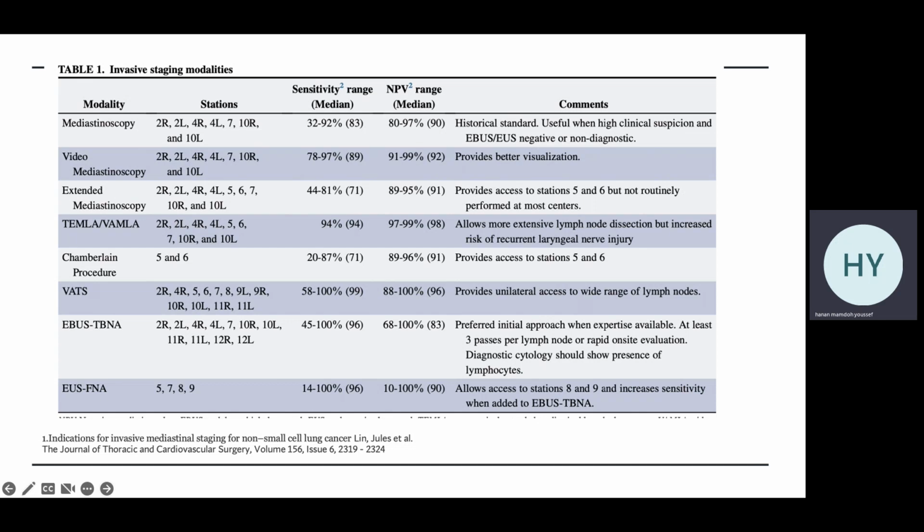And there's also VATS, which can access all the lymph nodes. However, the Chamberlain procedure can access stations five and six, which are very tricky to reach. So the only way is either Chamberlain, which is an anterior mediastinotomy, or the VATS procedure.